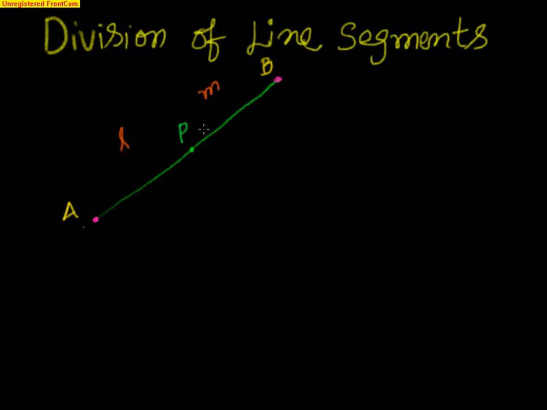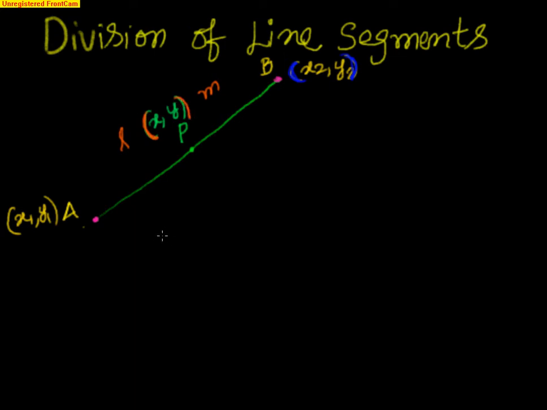So now we are going to work on finding out the coordinates of this point. We know the coordinates of A and B. A is x1 comma y1 and B is x2 comma y2. Let us say the coordinates of P as x comma y, which we are going to find out in a couple of minutes.